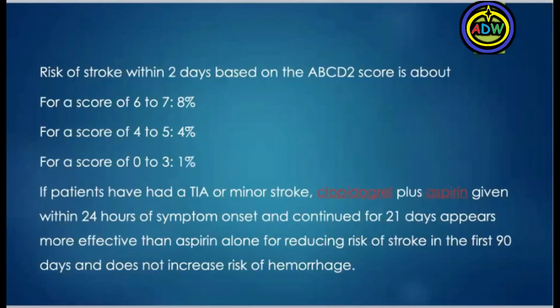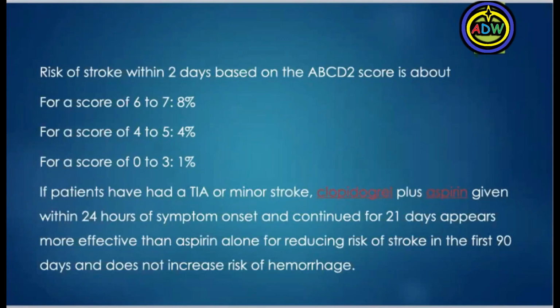Risk of stroke within 2 days based on the ABCD2 score is about: for a score of 6 to 7, risk of stroke is 8%. For a score of 4 to 5, risk of stroke is 4%. For a score of 0 to 3, risk of stroke is 1%. So the higher the ABCD2 score, the more risk patients have. The lower the score, the lower the risk of stroke.